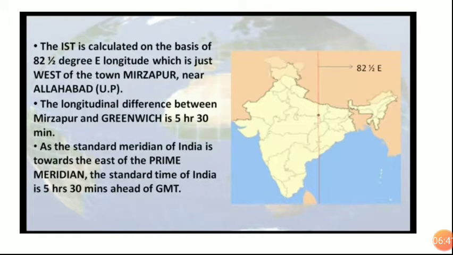Similarly, children, the local time in India is also known as IST, right? That is the Indian Standard Time, which is at 82.5 degrees east longitude, passing through a small town, Mirzapur in Uttar Pradesh. As India is situated in the eastern hemisphere, it is always ahead of GMT, that is the Greenwich Mean Time.